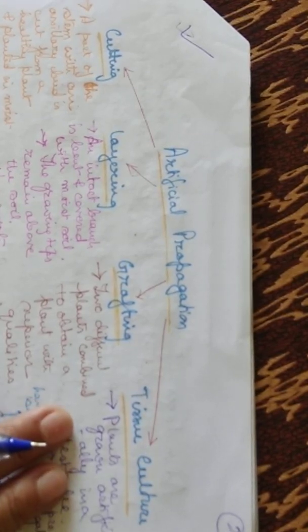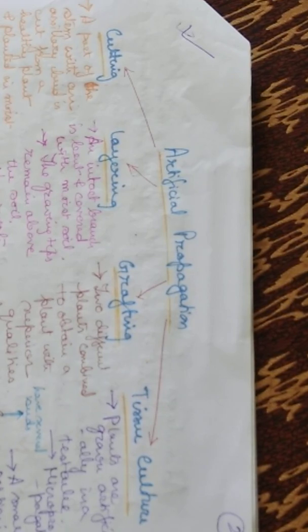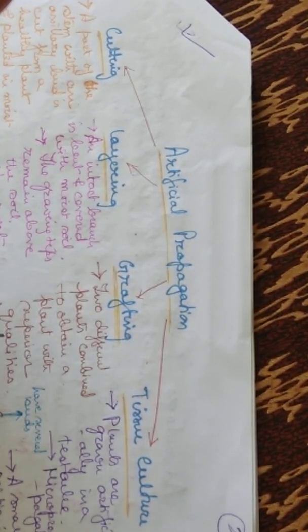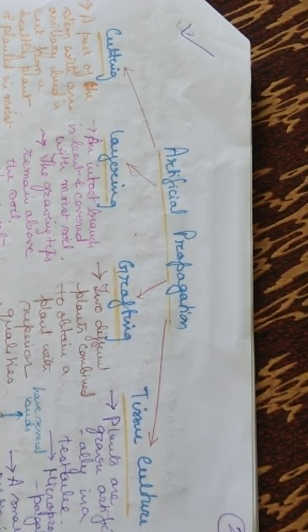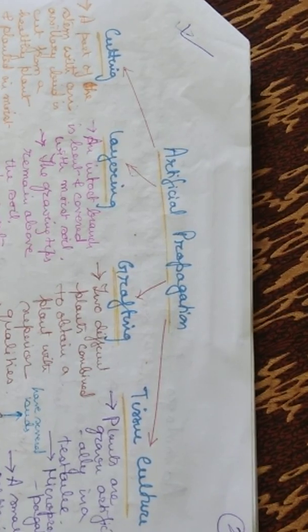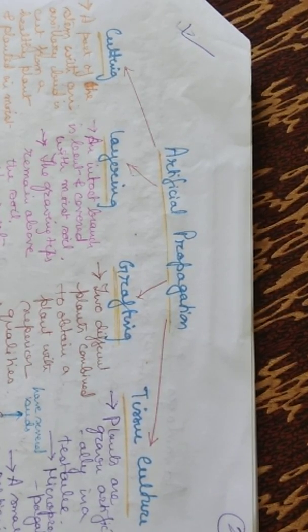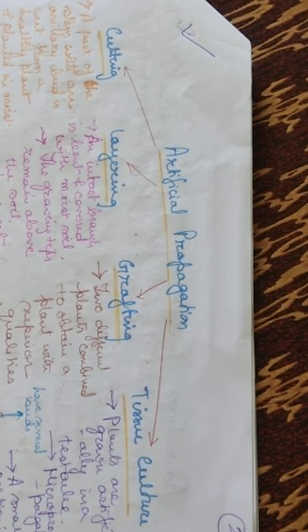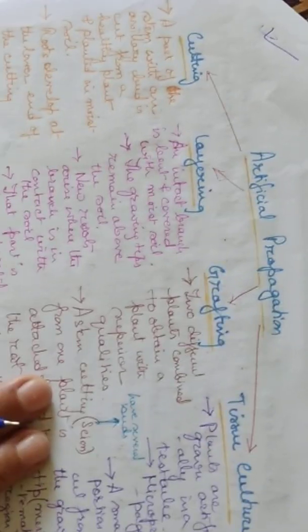Today I'm going to continue with the discussion of the reproduction in plants. Okay, so I'll start with the artificial propagation. In the last video I stopped at the vegetative propagation, the natural methods. Now I'll start with the artificial methods of vegetative propagation.